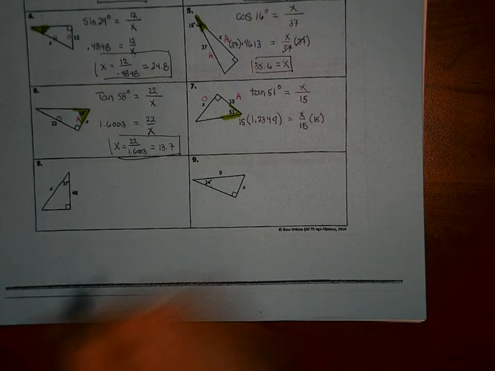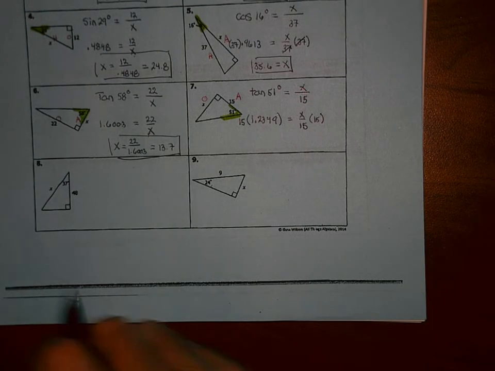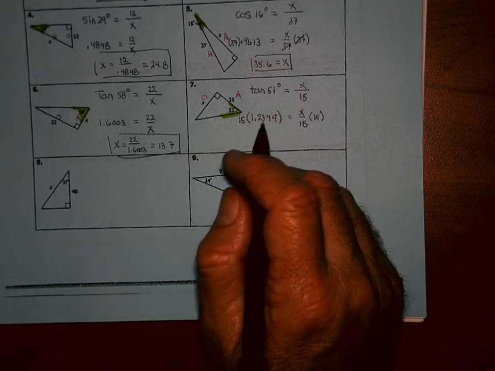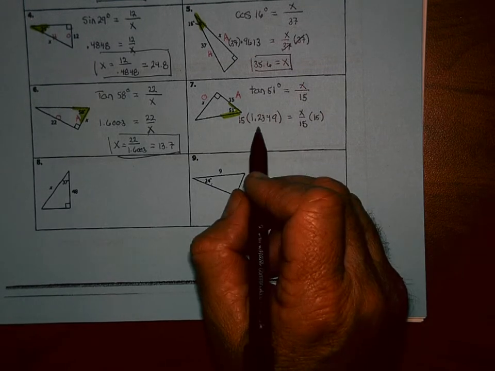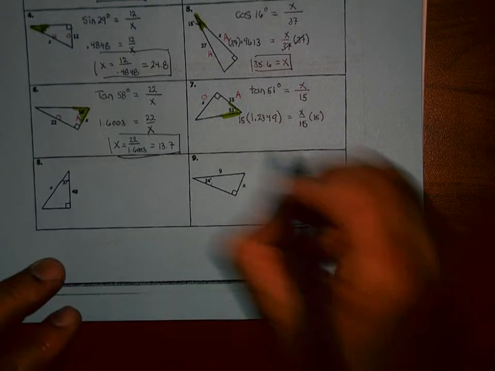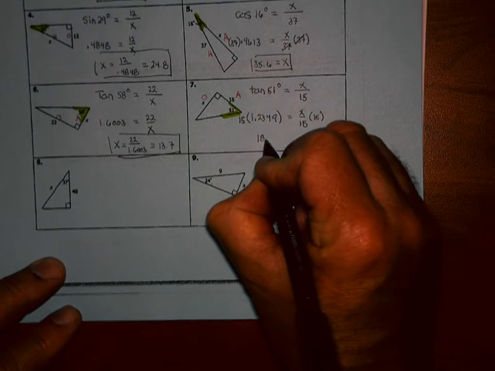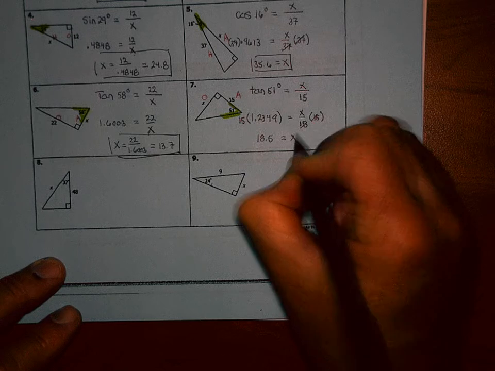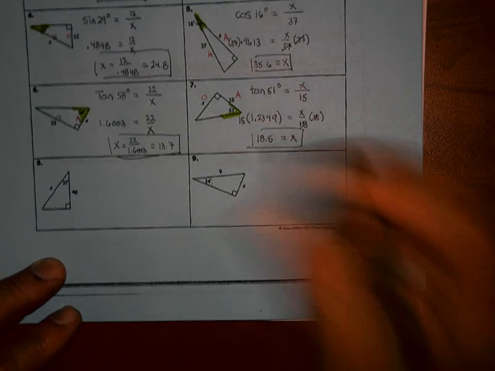I'll do this off screen so I don't have to mess with you seeing it. So 15 times 1.2349, that rounds to 18.5. We're always rounding to the tenth in this worksheet. That is equal to, and those 15s cancel out, x. So there's number 7. X is equal to 18.5.